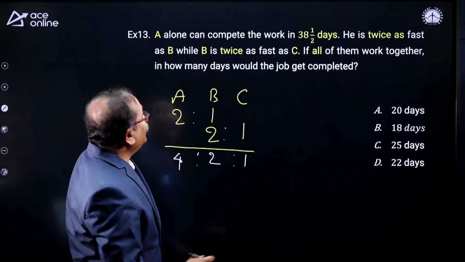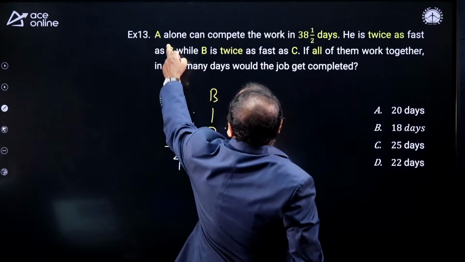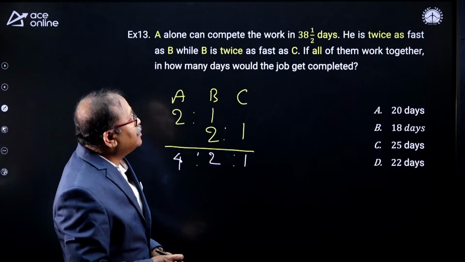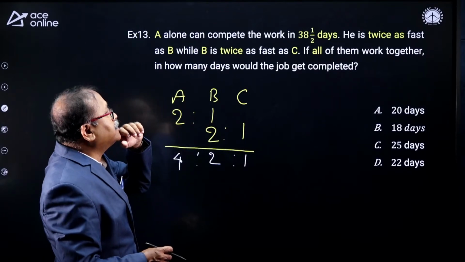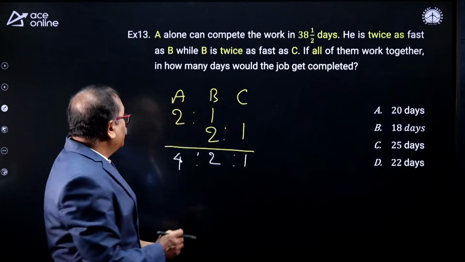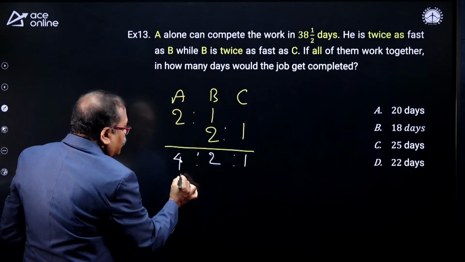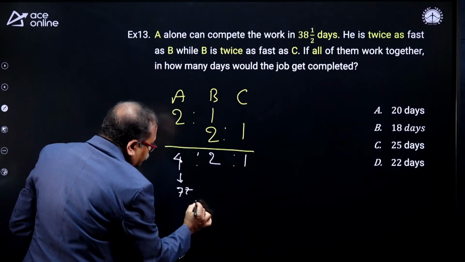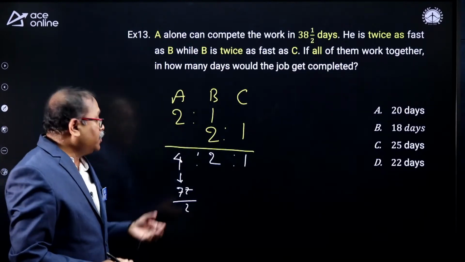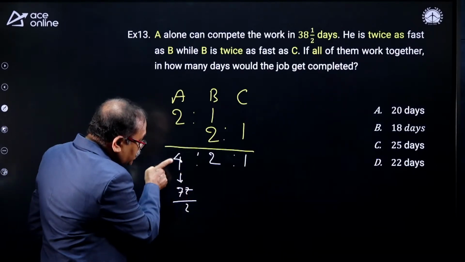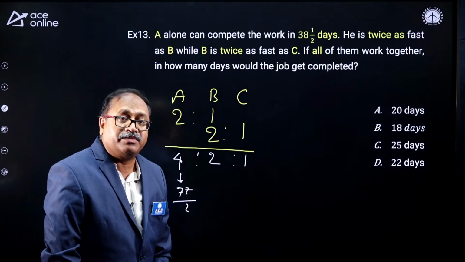Yes? Now if you have this efficiency ratio, I know that A alone can complete the work in 38.5, which I can write as 77 by 2. Now the beauty of the question is, when the efficiency is 4, the number of days is 77 by 2.